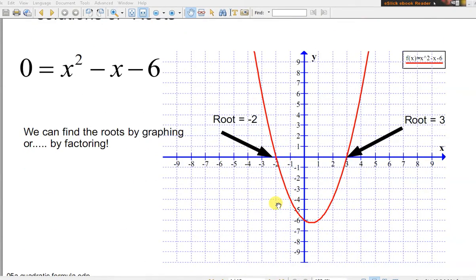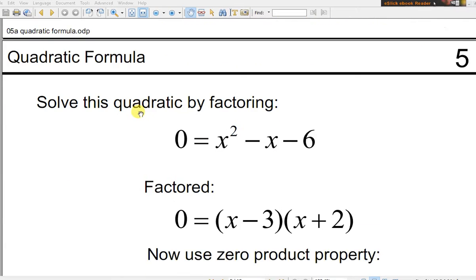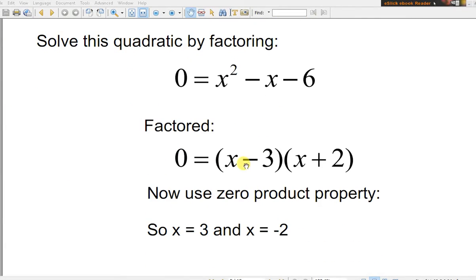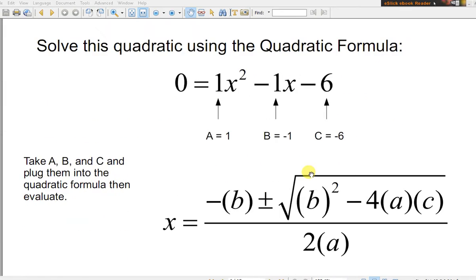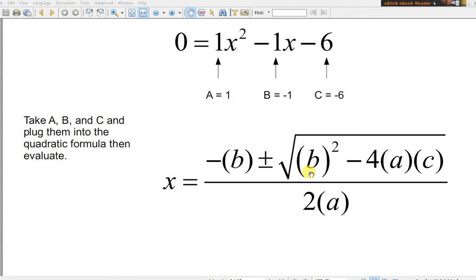And last time we learned that we could find those roots, that -2 and that 3, by factoring it. We could factor this thing out and find it. So there it is factored. And the roots are at 3 and -2. But we're going to learn another method, and it's called the quadratic formula. So here's how it works.